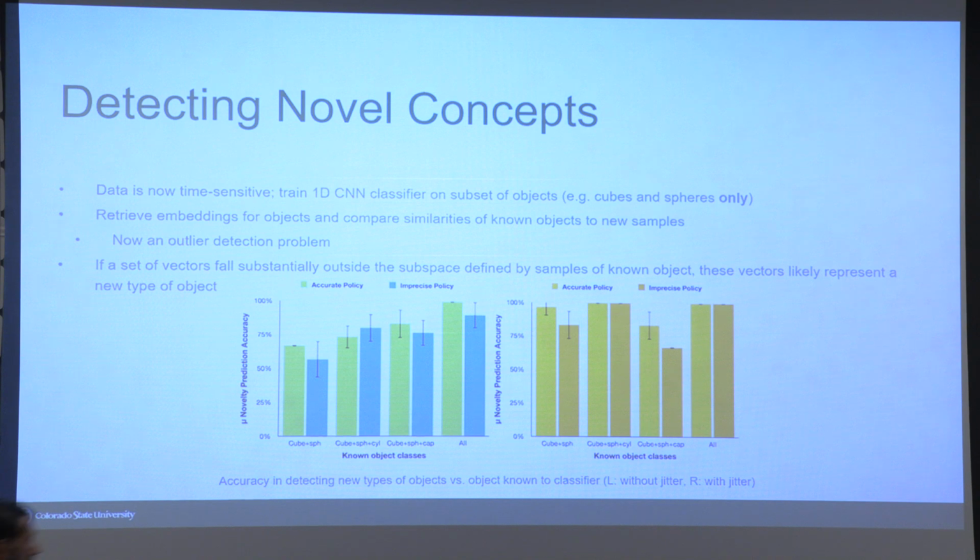So here we're showing it without the jitter, here we're showing it with the jitter, and so basically this additional signal of how the object is situated within the environment causes, on average, about a 25% boost in performance.